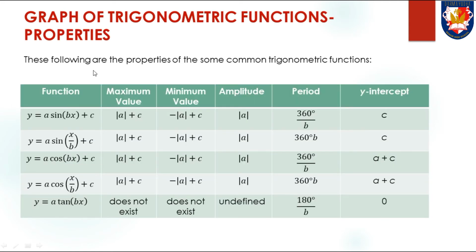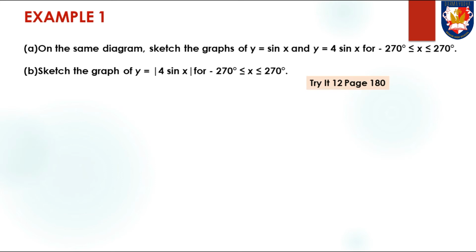These following are the properties of some common trigonometric functions. In this table, we will see the trigonometric functions with the maximum value, minimum value, amplitude, period, and y-intercepts. Example 1. A: On the same diagram, sketch the graphs of y equals sine x and y equals 4 sine x for negative 270 degrees less than or equal to x less than or equal to 270 degrees. B: Sketch the graph of y equals the absolute value of 4 sine x for negative 270 degrees less than or equal to x less than or equal to 270 degrees.